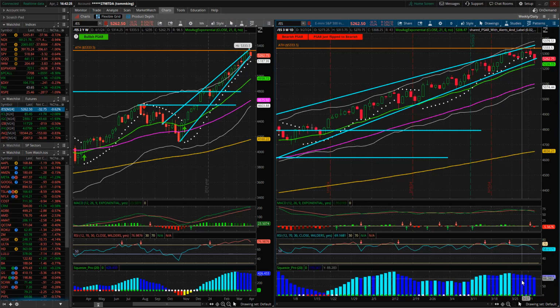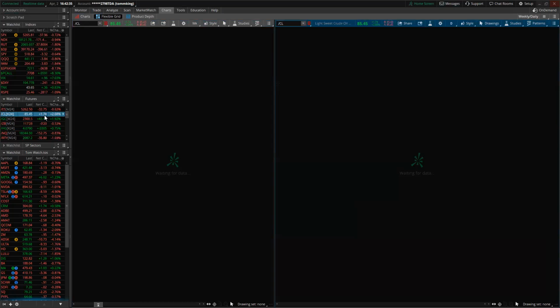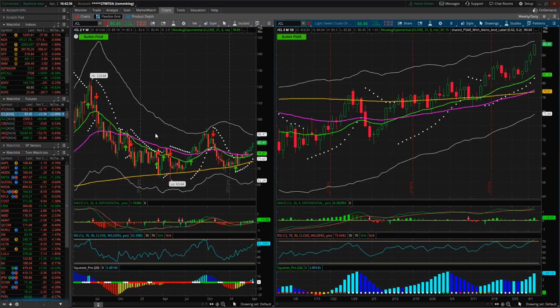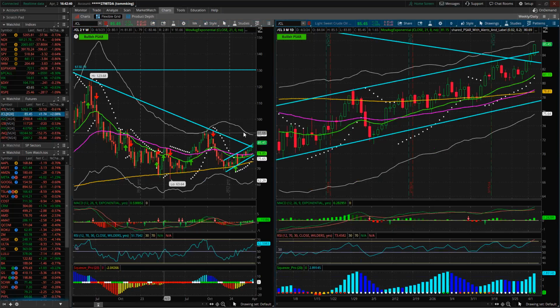Now, we've got momentum heading lower. You've got RSI dropping, MACD dropping, the squeeze momentum's all dropping. So you can see what's happening here on ES as we continue to fall. If we move over to oil, we can see a completely different type of pattern setup.